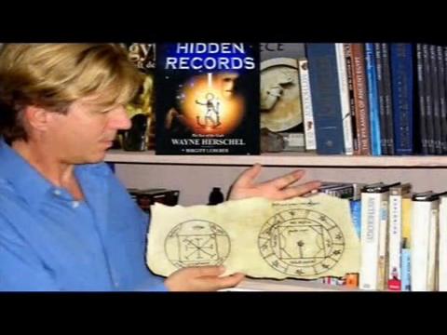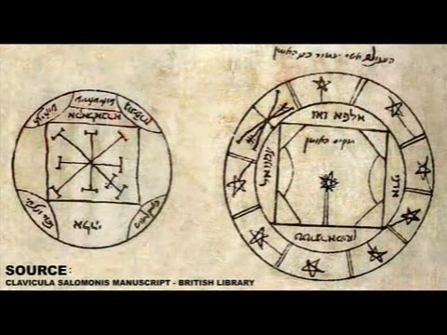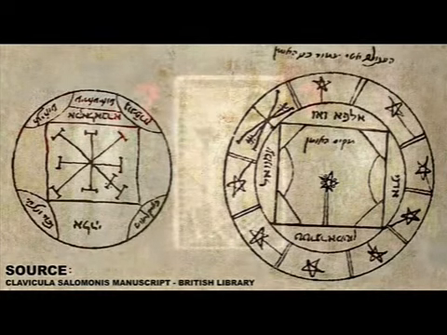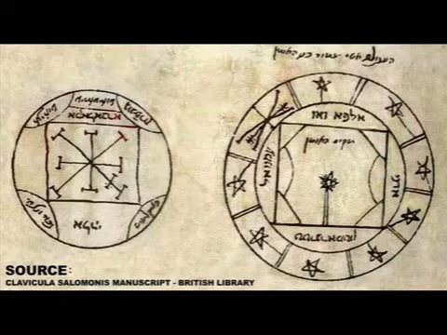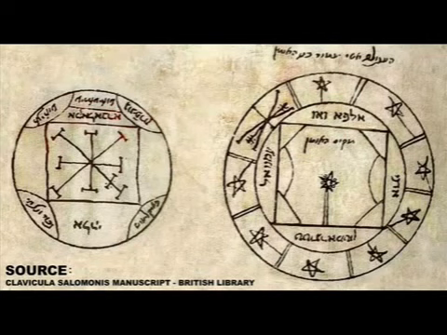Here I'm holding the Key of Solomon artifact. It's a piece of paper copy that is sourced from the British Library, from the Clavicula Salomonis manuscript. This is our third piece of evidence now. So we have three documents that show that this is a star and not the sun. You can see the star is at the center of the circle. It is a cipher. It's a pictographic cipher puzzle. This Dan Brown, I believe, is his favorite artifact, his favorite puzzle that shows the secret of our ancients.